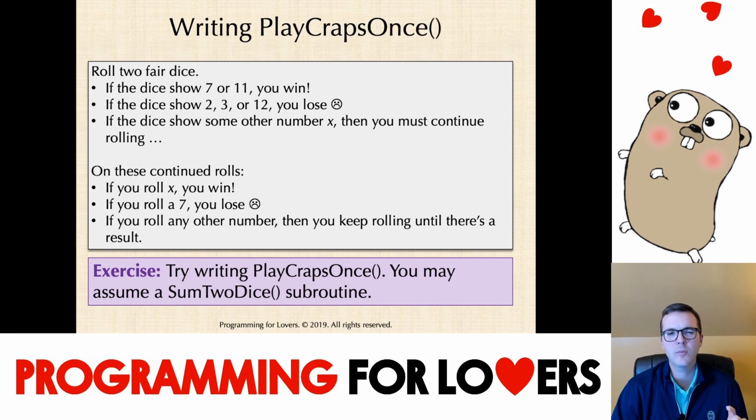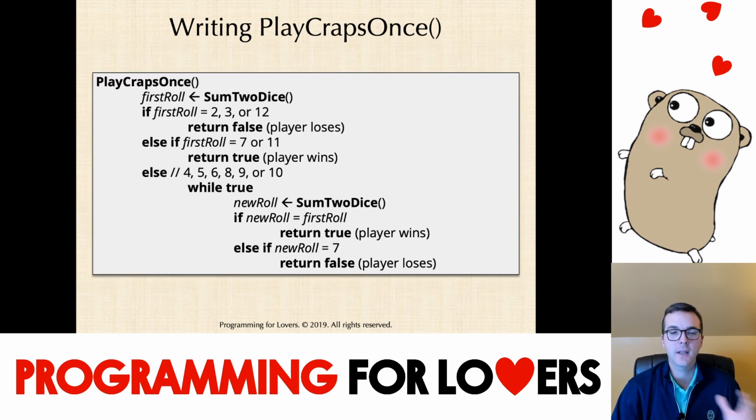And then the question becomes, well, what the test is, what it is that we're doing. And that's really the challenge of this question. Once we see it, then we're going to be okay. So again, I set first roll equal to the value of sum 2 dice returning the sum of 2 dice. I could check if first roll is 2, 3, or 12. In each of those cases, we're going to return false since that's a loss. If it's 7 or 11, we'll return true.